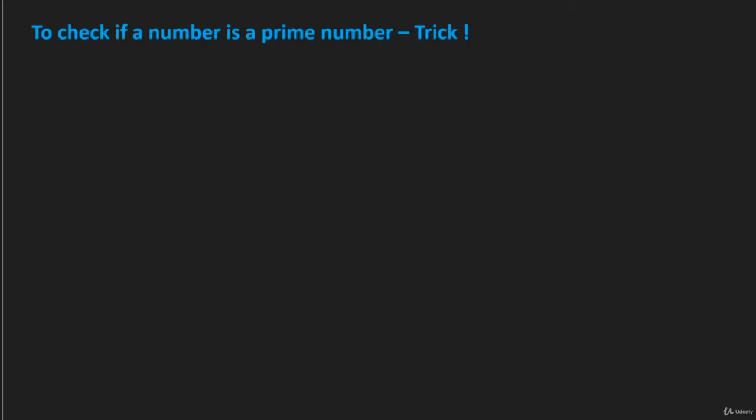Say you're given a number and you're asked to check whether that number is a prime number or not. Let's see how we can solve this type of problem. For this, we need to remember that factors of a number occur in pairs. Now, what do I mean by that?